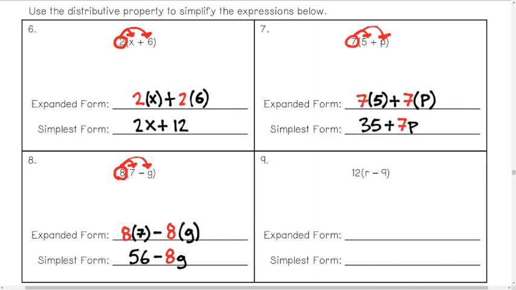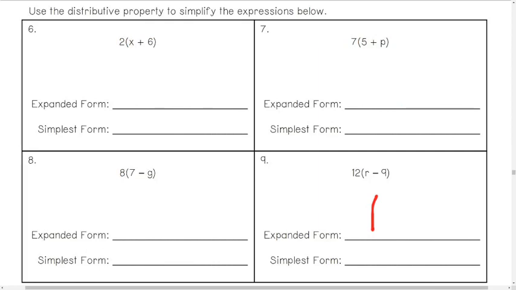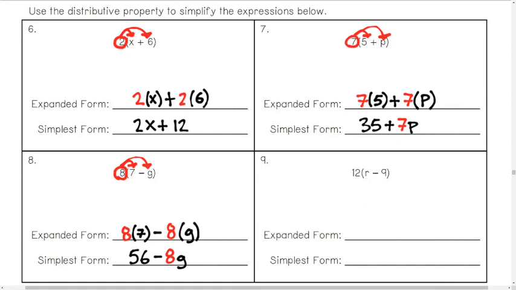Number 9. I go ahead and start out again by circling the term. If there was a sign there, I would circle it too. I then draw my 2 arrows, and I can take this information and write it in expanded form. That would be 12 times my first term, which is r, minus 12 times my second term, which is 9. In simplified form, that would be 12r minus 108.